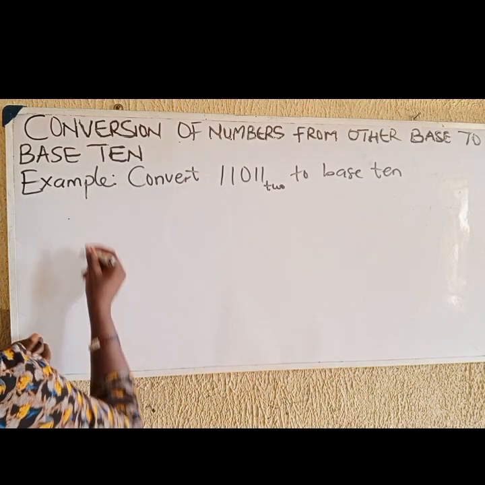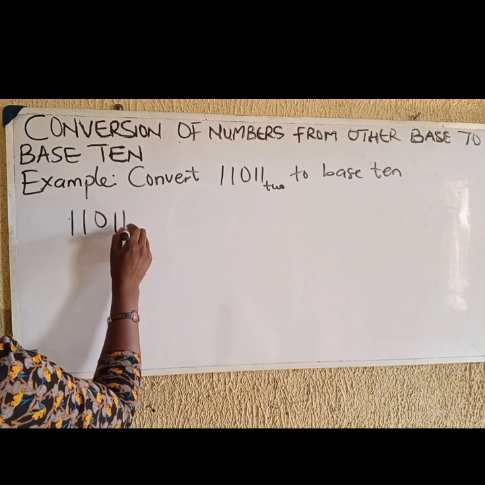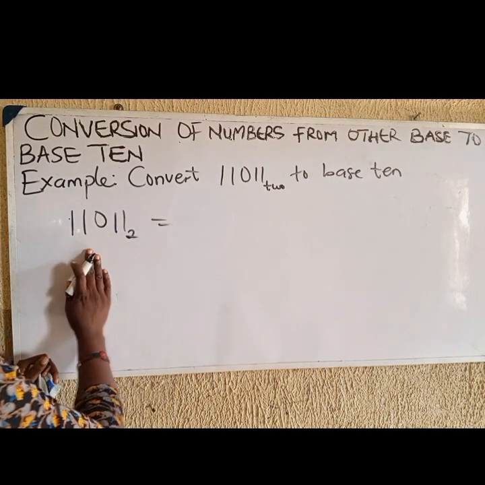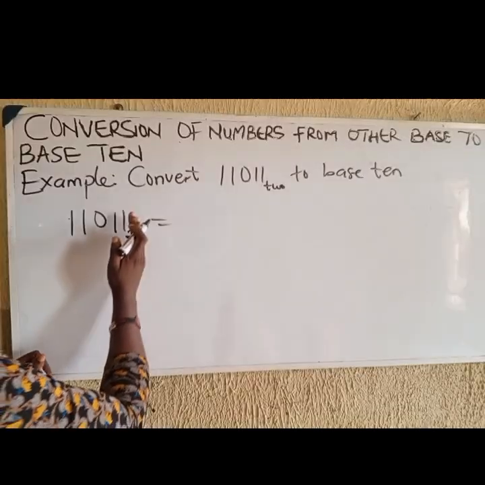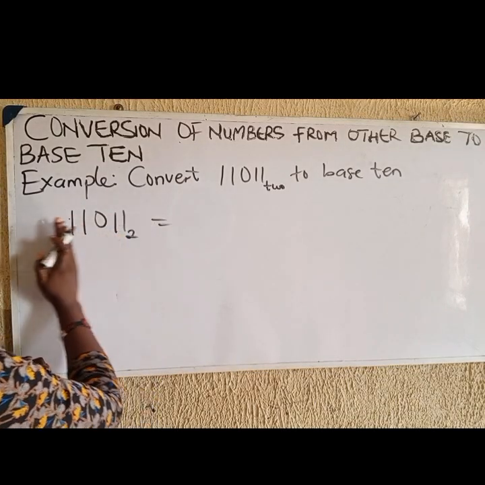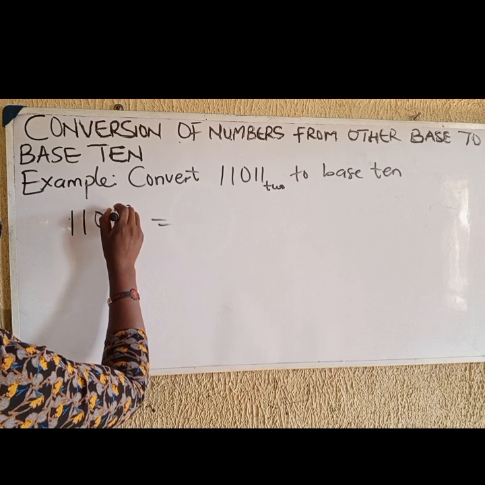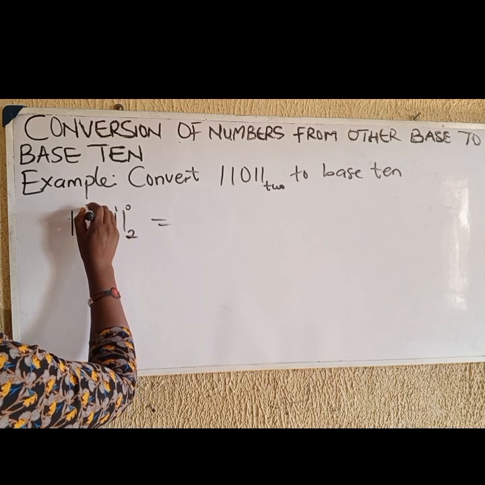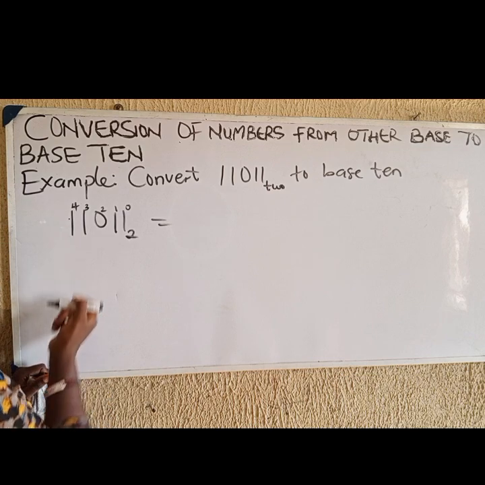So let's continue. I have 11011 in base 2. The question says that I should take it to base 10. So I said you are going to start from the right to assign digits to this number. So I start from 0, 1, 2, 3, 4. If you have other numbers, you continue.